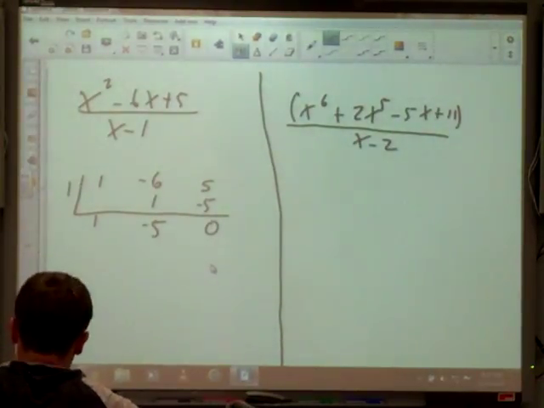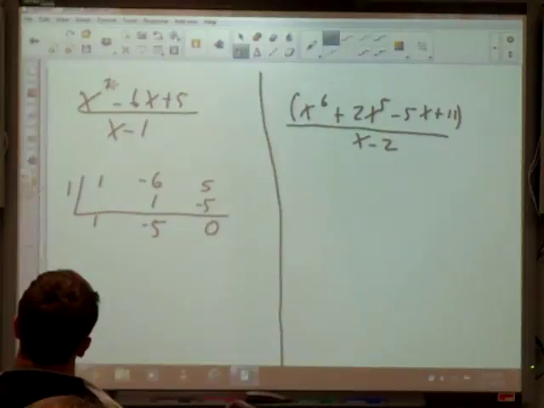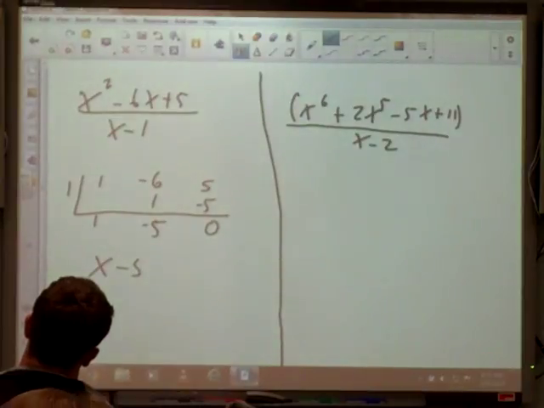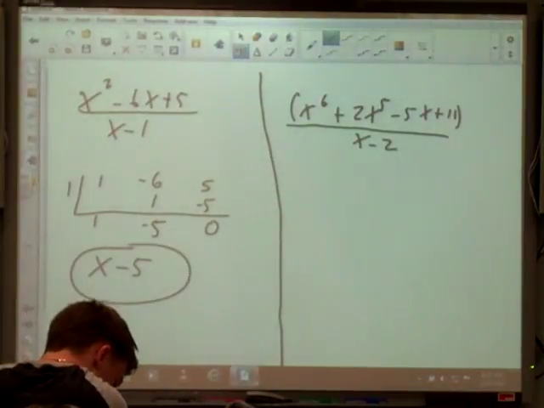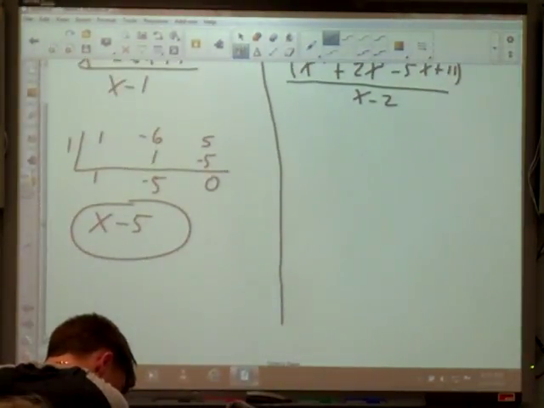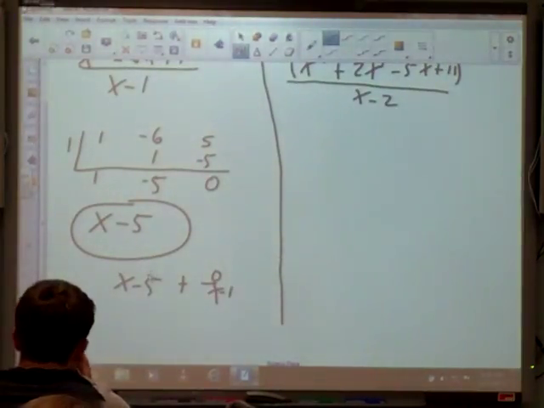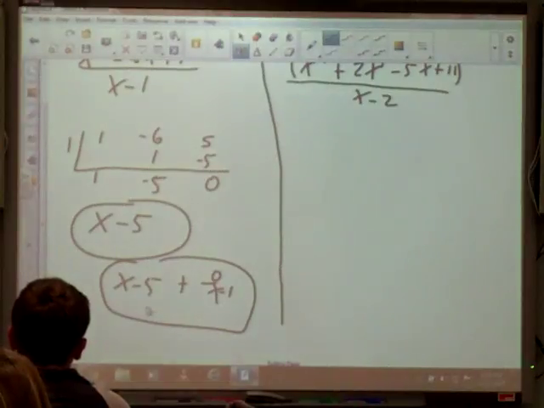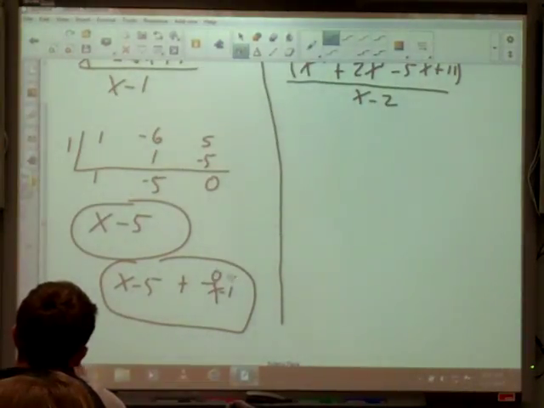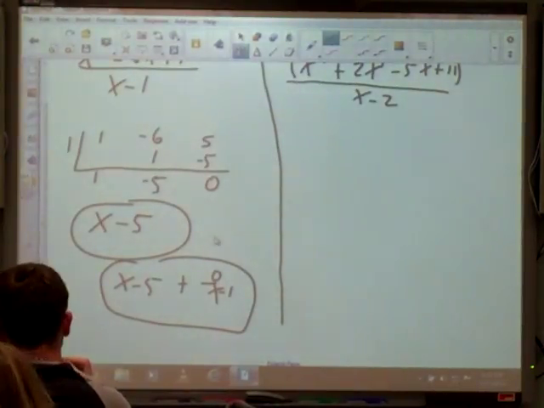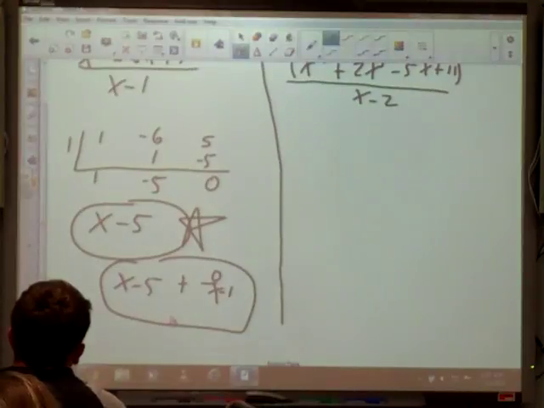And this is what Bailey Higgin was asking me about. When you go to write your answer, this started off as x squared, which means this is just an x to the first. So I got 1x to the first minus 5. That's how I'm writing it. Now, if you wrote x minus 5 plus 0 over x minus 1, that's not wrong. You just wrote a lot of extra stuff for no reason. Because when you do 0 divided by anything, it's 0, right? And 5 plus 0 is 0. So I'll stop here when I don't have a remainder.